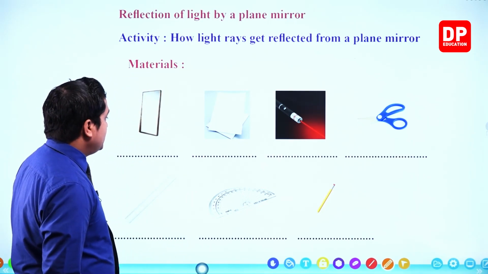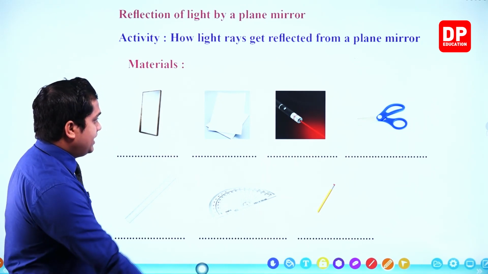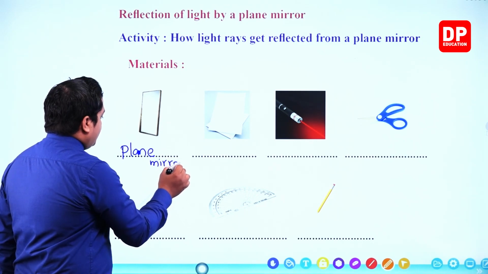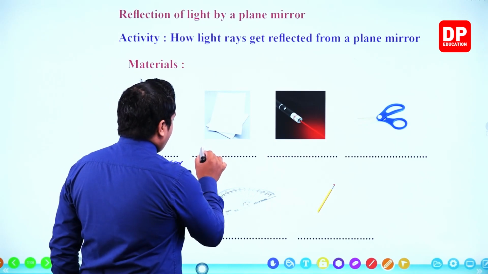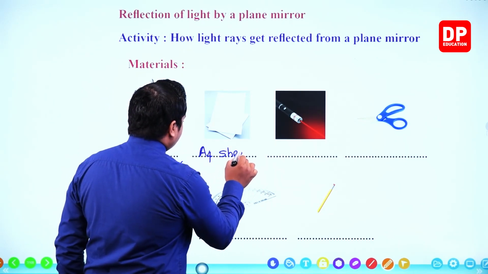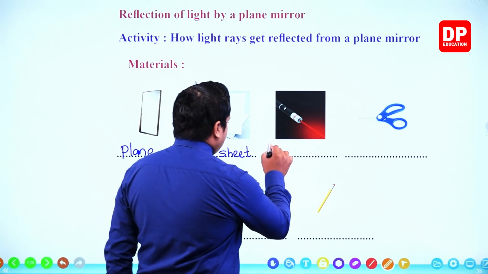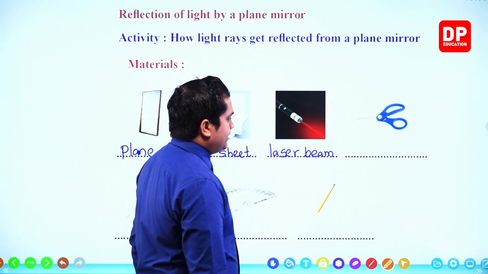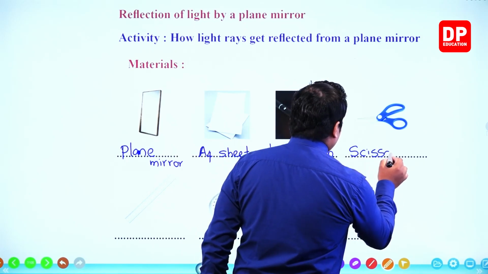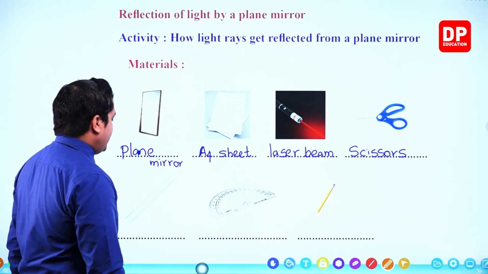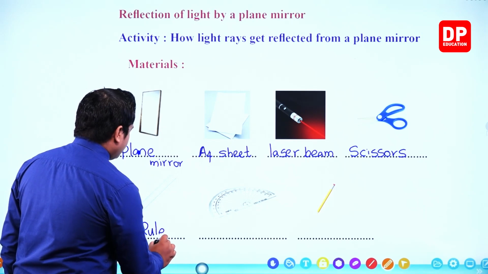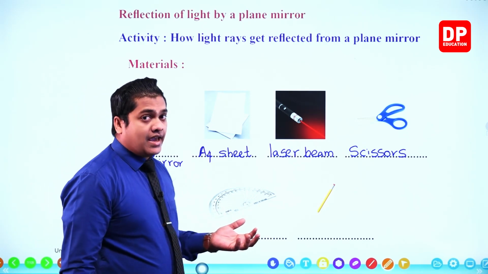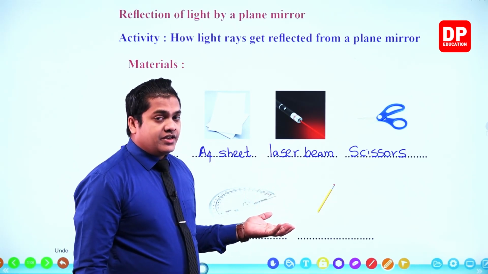Now, to do this activity, you will be needing these materials, my dear children. We will definitely need a plane mirror, then A4 sheets, a laser beam, a pair of scissors, and a ruler. You know what this thing is: this is the protractor. Protractors are used to measure angles. Within this activity, we will need to measure some angles as well.